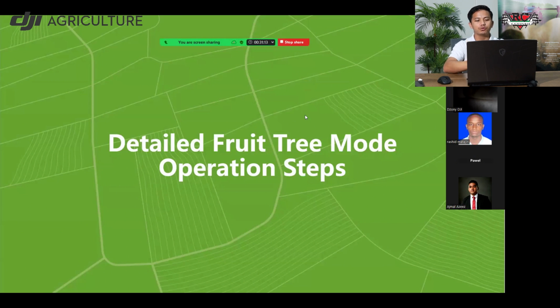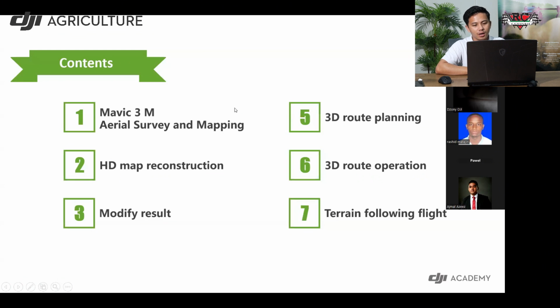So what are the fruit tree operation steps? Especially if you are working in the industry, this PowerPoint will give you more understanding of how to plan for the fruit tree map. Basically, oh, sorry. First, number 1 is a mapping area survey. You check around and make a mapping with a Mavic 3M. Number 2 is map reconstruction in DJI Terra or smartphone WAP, modifying the result.